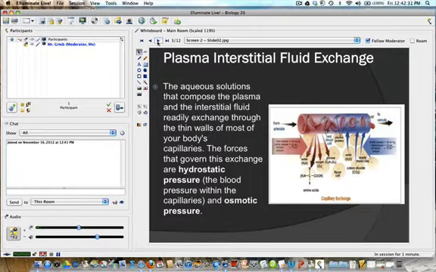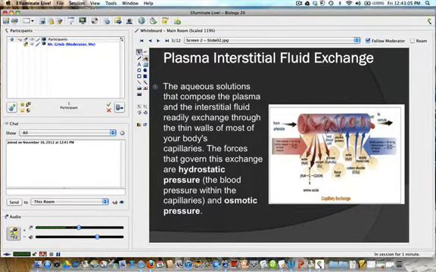Okay, this is where you have aqueous solutions that compose the plasma and the interstitial fluid. They're exchanging through the thin walls of most of your body's capillaries. So the capillary is sort of the semi-permeable membrane that's separating these solutions, your plasma and the interstitial fluid, which is the fluid in between the cells. The forces that govern this exchange are hydrostatic pressure, the blood pressure within the capillaries, and osmotic pressure.